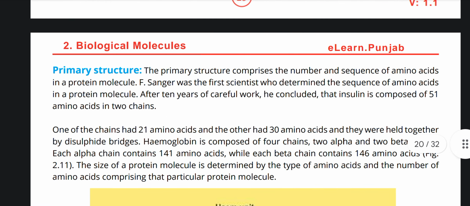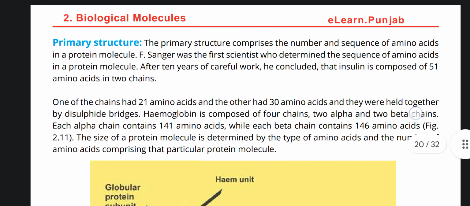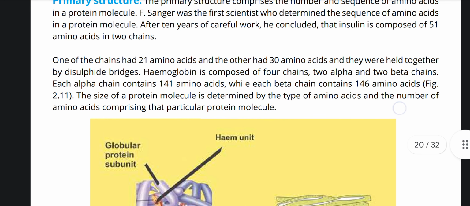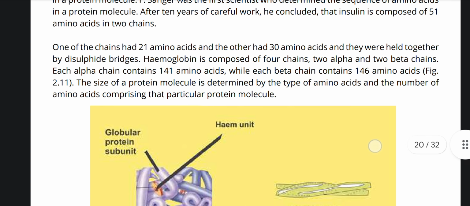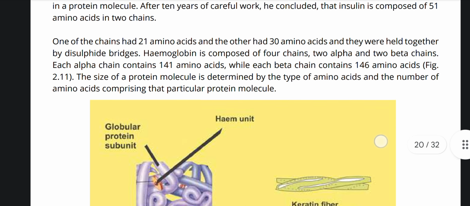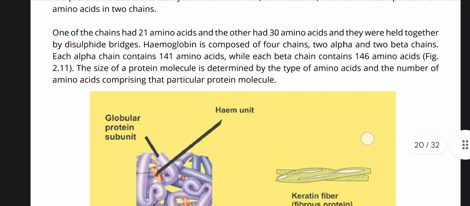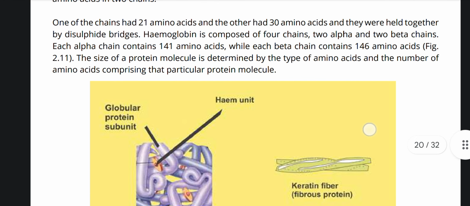Primary structure. The primary structure comprises the number and sequence of amino acids in a protein molecule. F. Sanger was the first scientist who determined the sequence of amino acids in a protein molecule. After 10 years of careful work, he concluded that insulin is composed of 51 amino acids in two chains. One of the chains had 21 amino acids and the other had 30 amino acids, and they were held together by disulfide bridges.